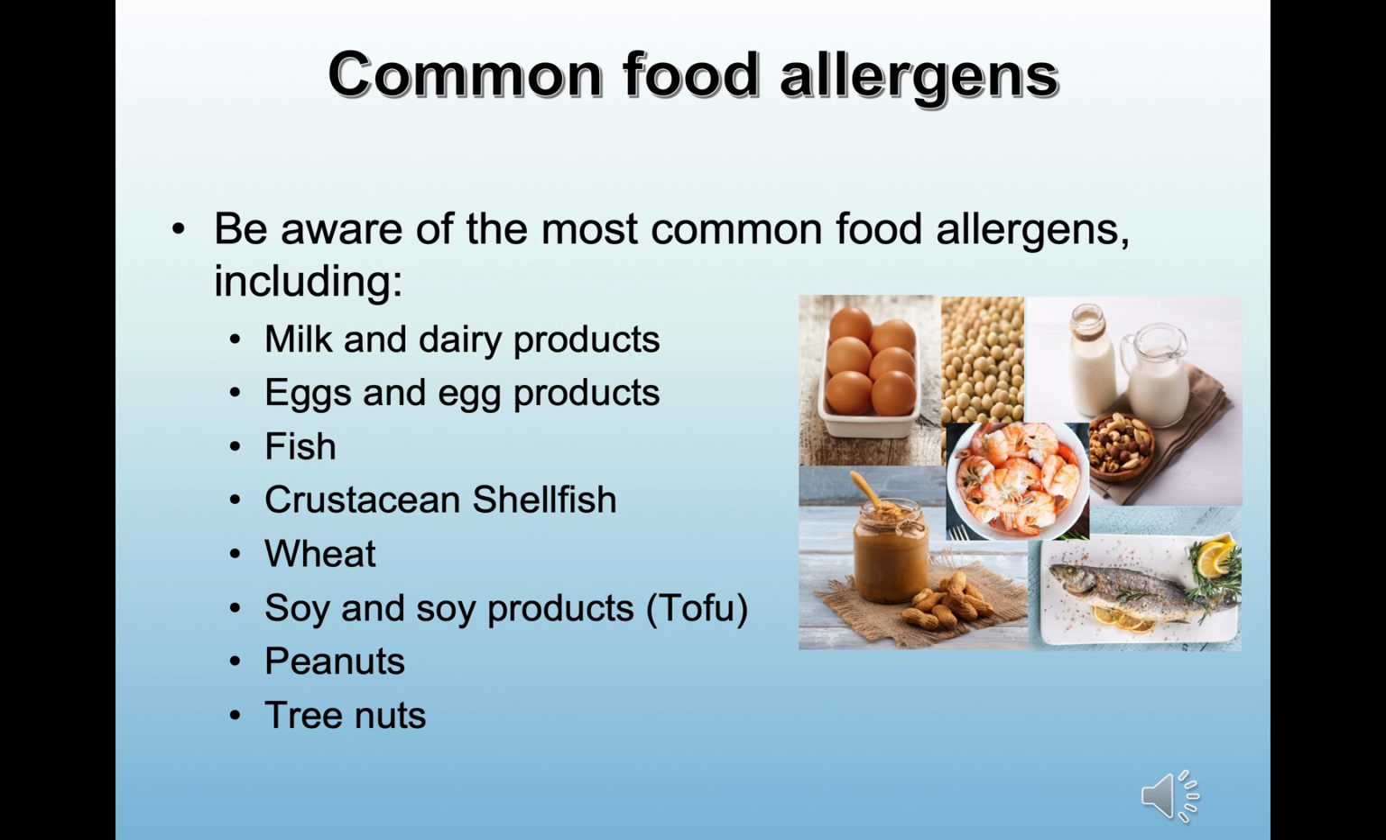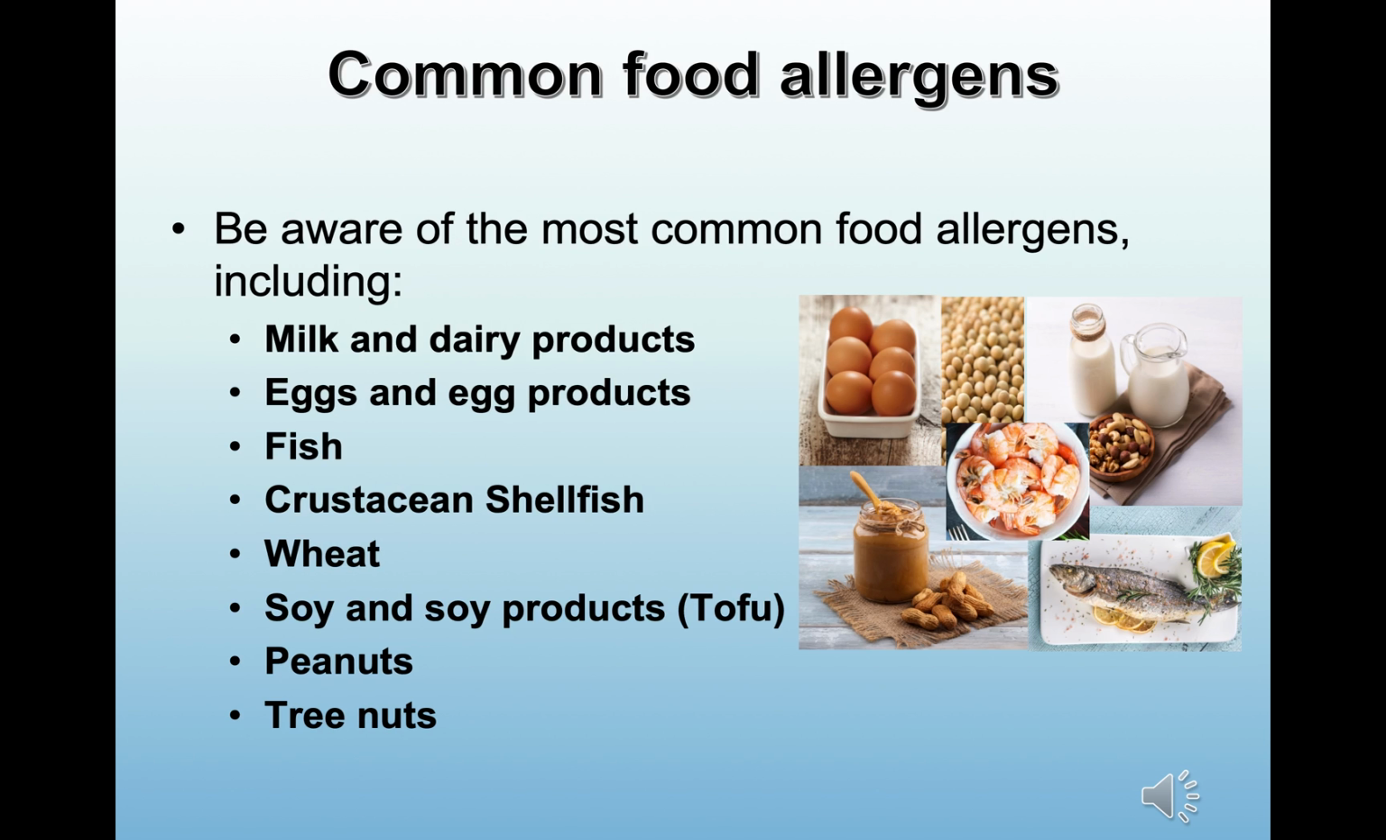While there are many foods that people can be allergic to, there are some foods that seem to be a more common allergen than others. The 8 most common food allergens are milk and dairy products, eggs and egg products, fish, shellfish, wheat, soy and soy products, peanuts, and tree nuts.